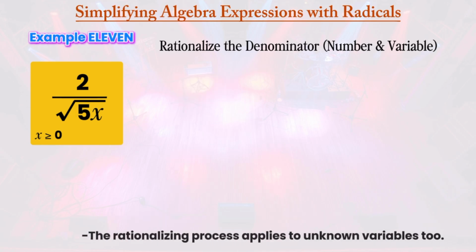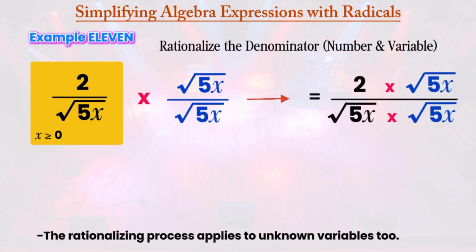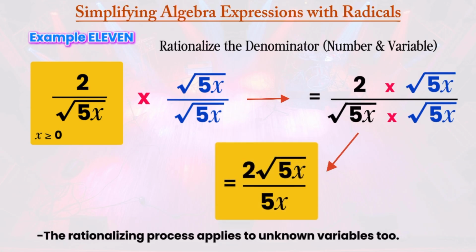With rationalizing the expression, we simply do the same thing with numbers as with unknown variables. Here we multiply the entire expression by the square root of 5x over the square root of 5x. That gives us a final answer of 2 times the square root of 5x over 5x.